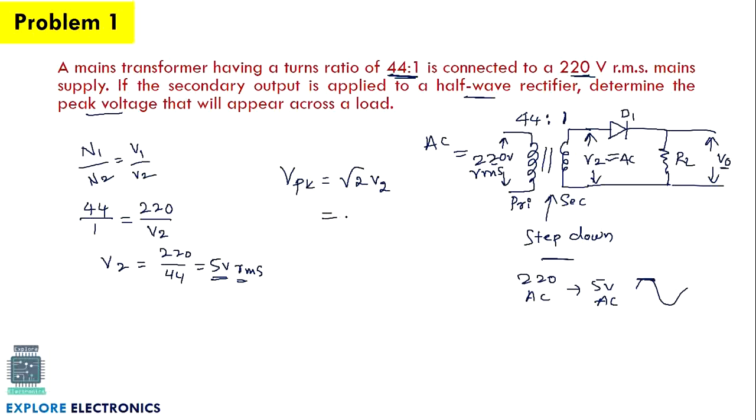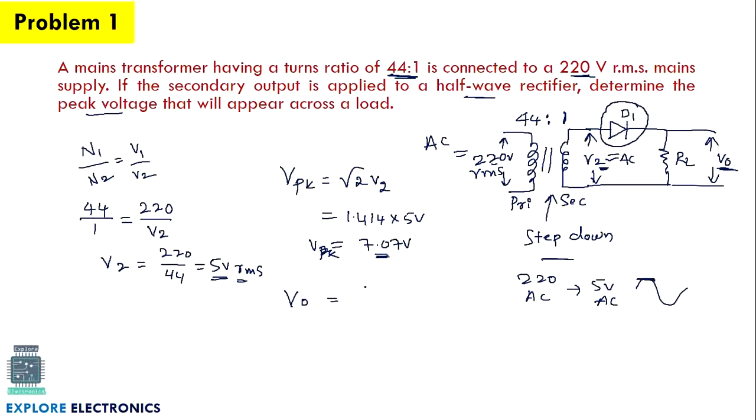Root 2 is 1.414, times 5 volts. So we got 7.07 volts as the peak voltage available at the secondary coil. Now we need to obtain the voltage V0 across RL. We found that 7.07 volts is the peak voltage at the secondary coil, but there is a voltage drop across the diode.